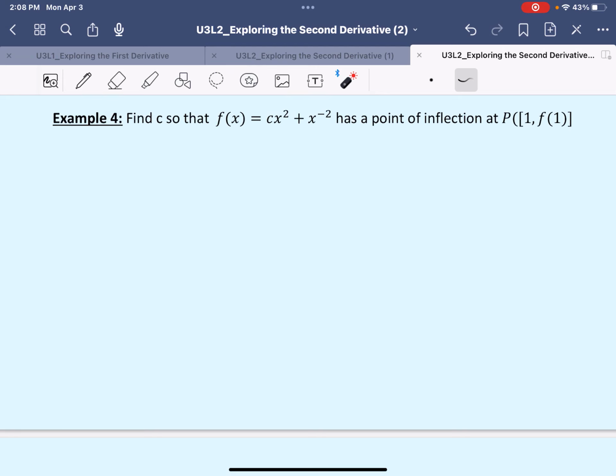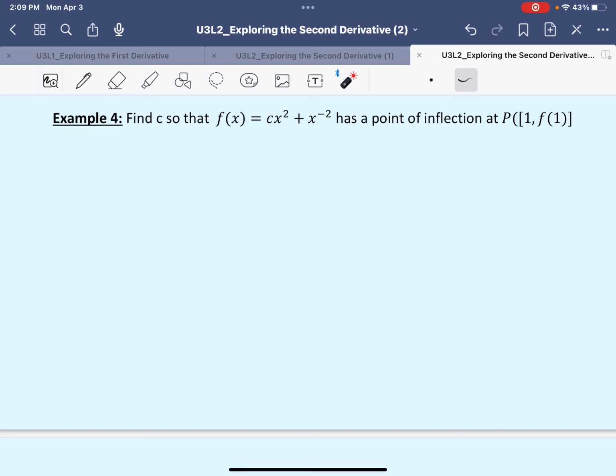We'll continue with example number 4 from lesson 2. We are exploring how to use the second derivative to predict the shape of the graph of a function. So in this example, we have to find the coefficient c such that the function f of x equals cx squared plus x to the power negative 2 has a point of inflection at 1, f of 1.